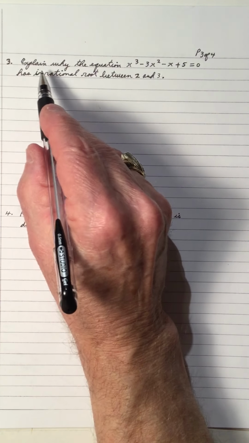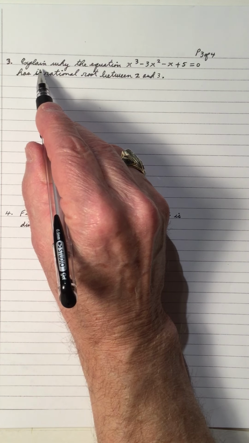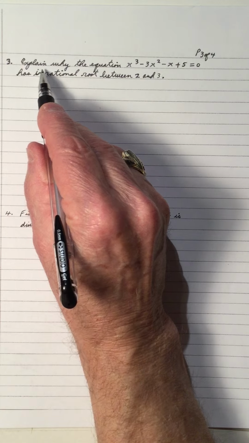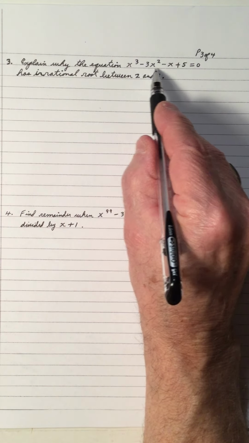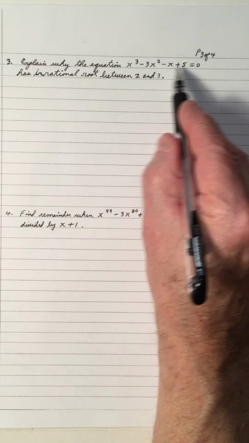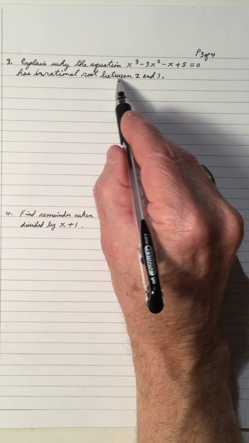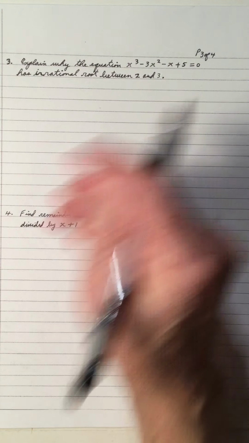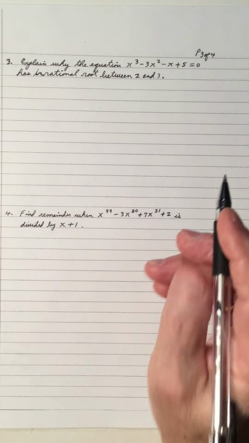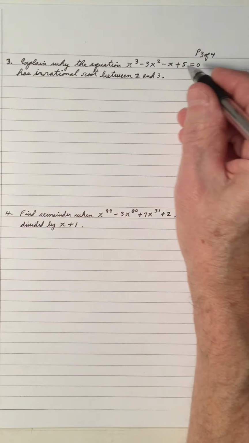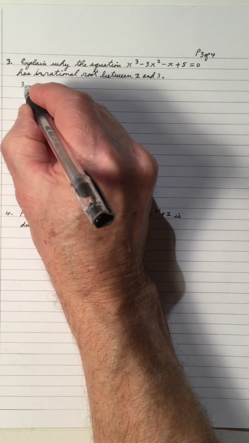Another question I've often seen around pertaining to the cubics and the quartics. Explain why this equation, which is a cubic equation, descending order, has an irrational root between 2 and 3. It has that irrational. Notice it's a cubic. So a cubic has 3 roots.